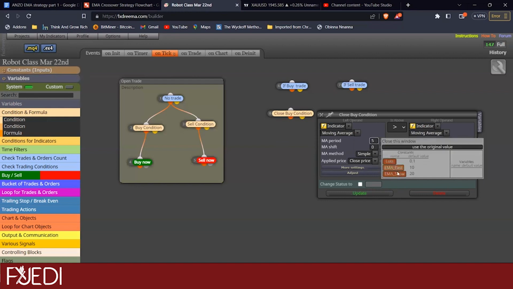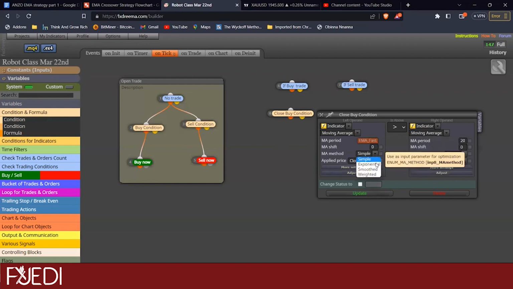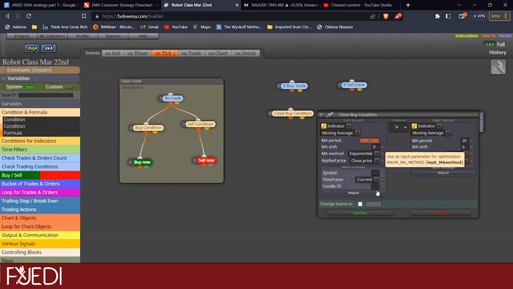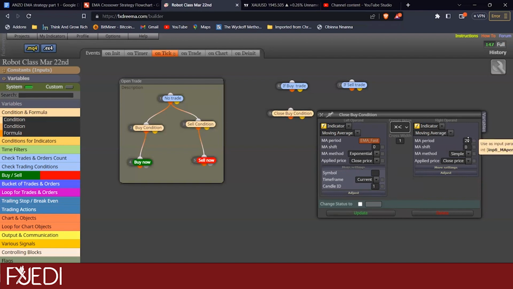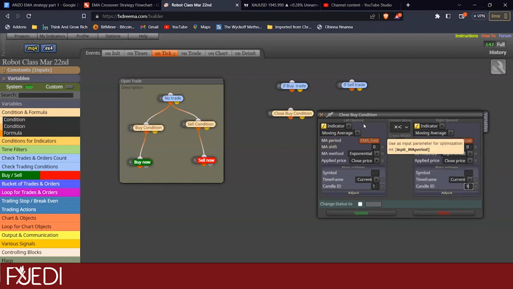So we'll use our fast moving average, make sure we're looking at exponential, and make sure we're looking at the current candle. And then what's the condition to close a buy? We want to close the buy when the fast moving average crosses below the slow moving average. So we'll have our X less than condition. Here we make it slow, make sure we're looking at the exponential, and adjust our candle ID to 1. So this is basically the condition.